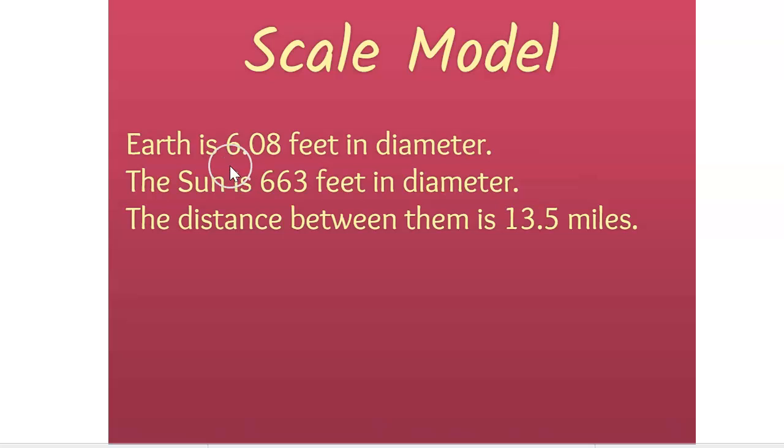So that means the Earth is 6 feet tall, the Sun is 663 feet tall, and the distance between them is 13.5 miles. My whole point in this is that in space, there is a lot of, well, space.